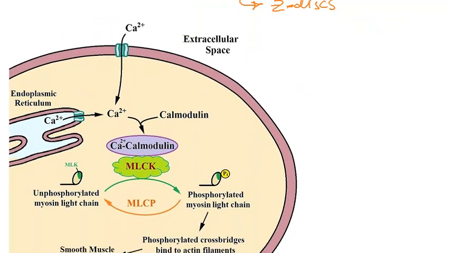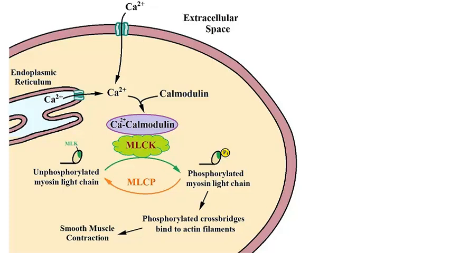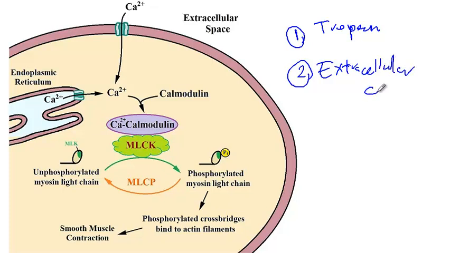Now, the mechanism of contraction of smooth muscles is different from skeletal and cardiac muscles, and the two main differences are, one, troponin is not present in smooth muscles, and therefore the binding site of myosin to actin is always open. And second, the initial calcium supply is from extracellular space. You know how we discussed that for skeletal and cardiac muscles, it's the endoplasmic reticulum that is releasing calcium. For smooth muscles, the initial supply of calcium is from extracellular space, so extracellular calcium is being used.